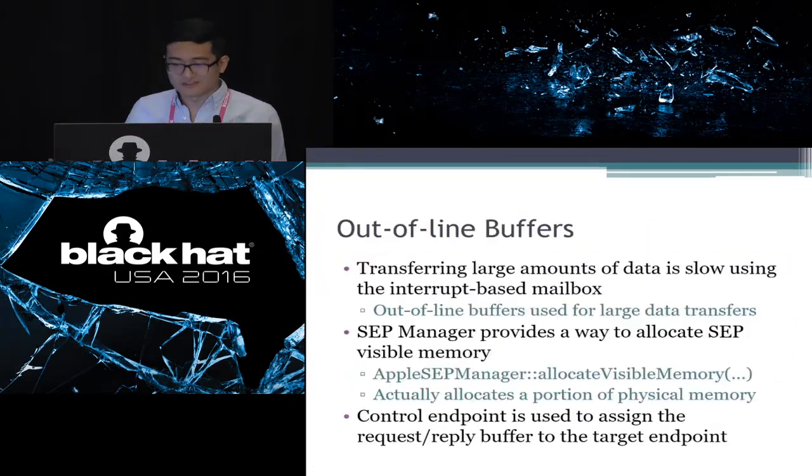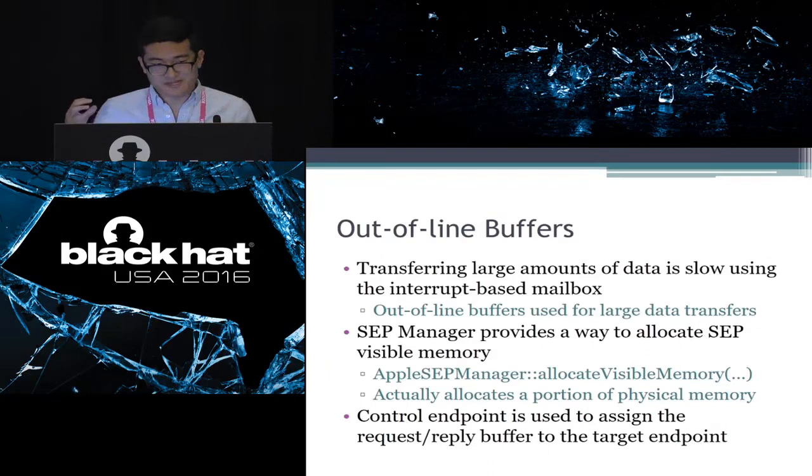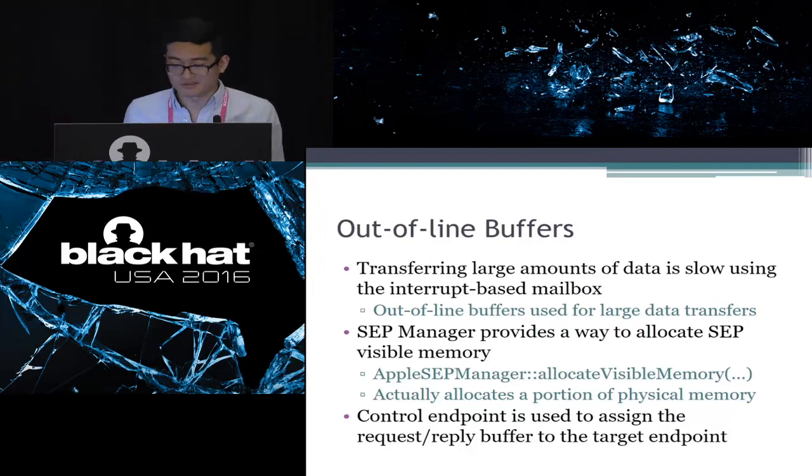So what are out-of-line buffers? They're an important part of communication between the AP and SEP. This is because if your message size is restricted to only 8 bytes, then sending, for example, even the SEP firmware will take a long time.